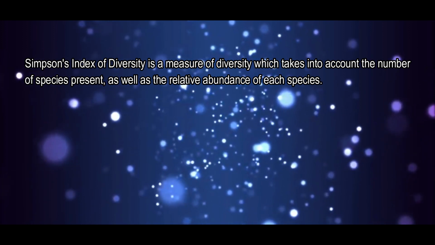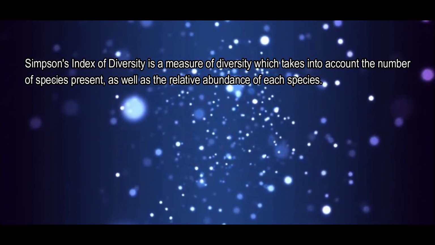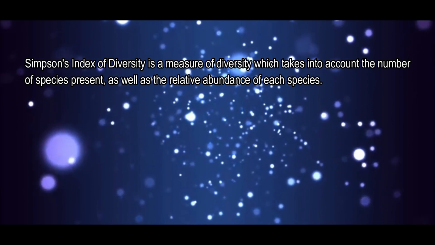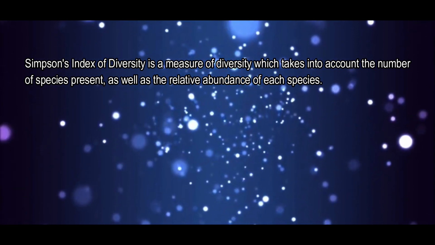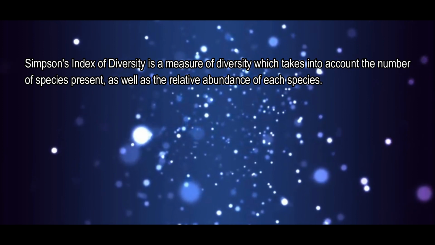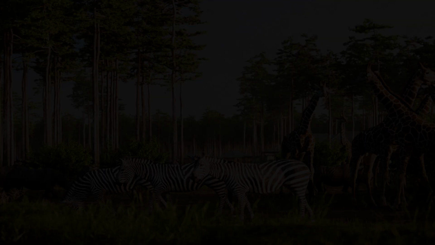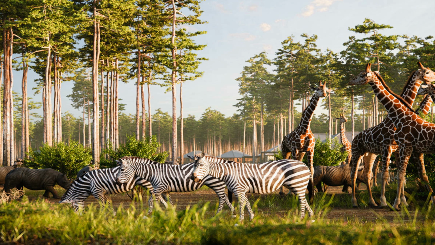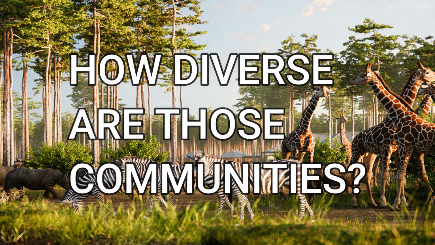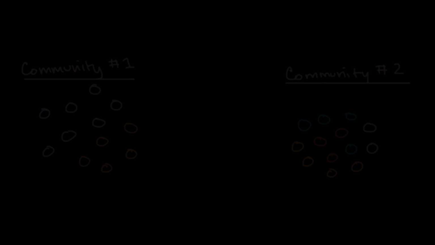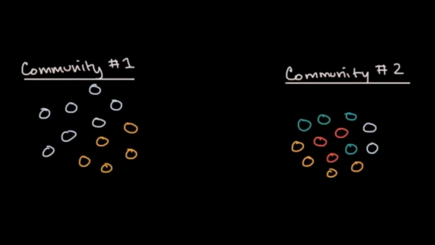Simpson Index of Diversity is a measure of diversity which takes into account the number of species present, as well as the relative abundance of each species. When we look at communities of organisms, an interesting question to think about is how diverse those communities are. Here, I have two example communities, each made of circles. Each species is represented by a different color.